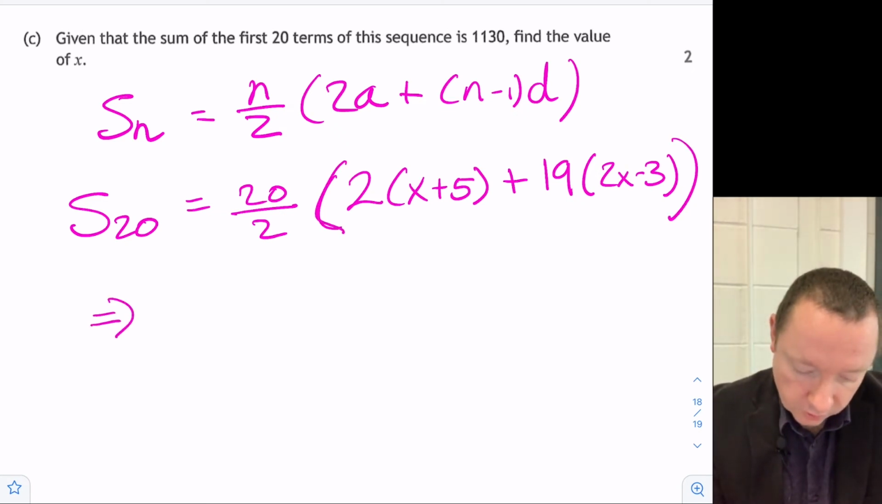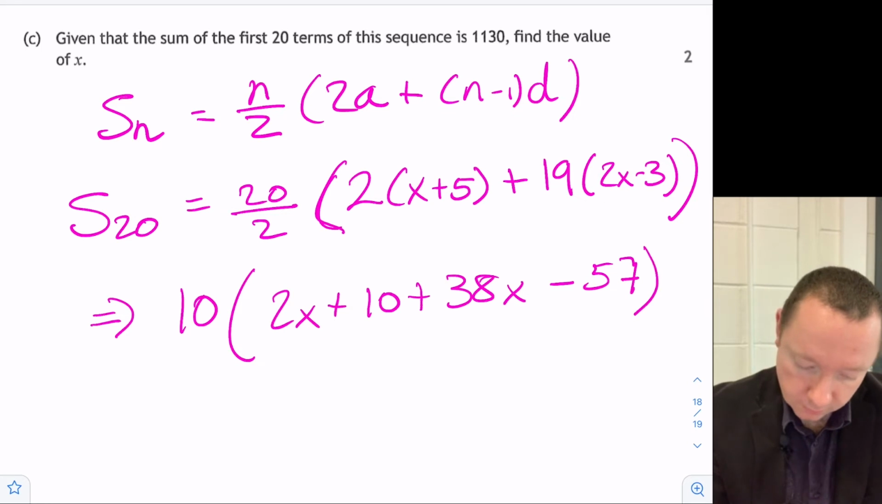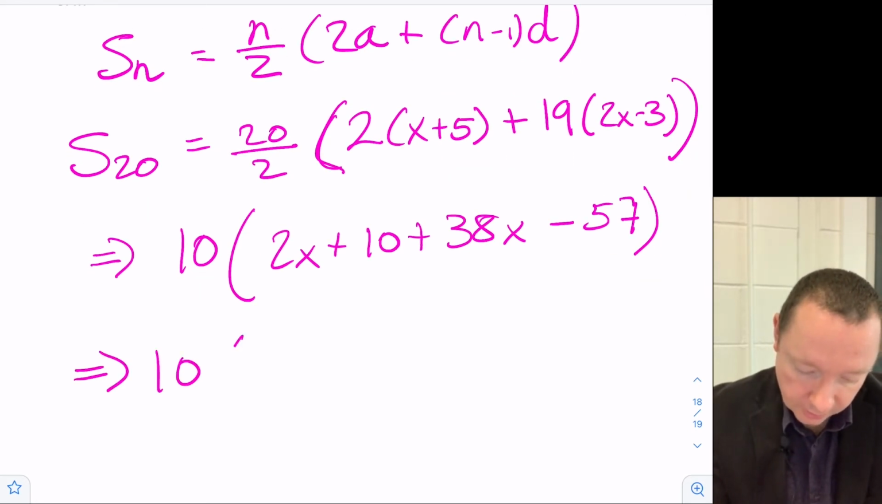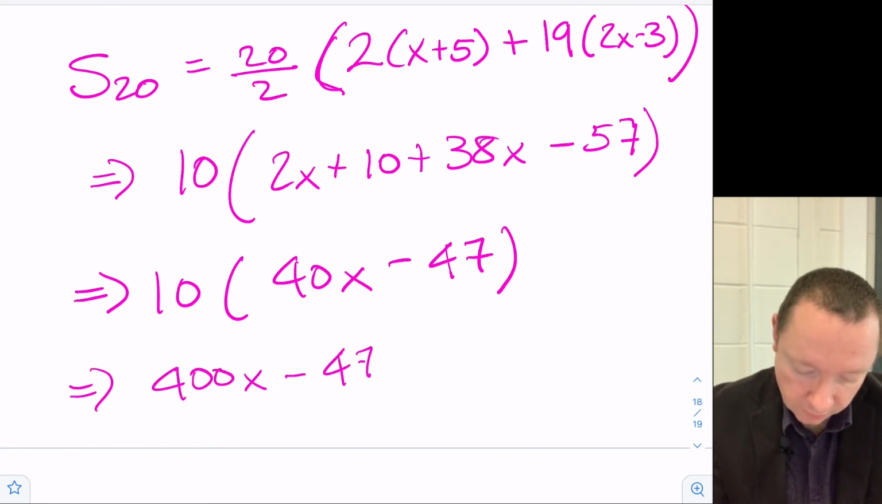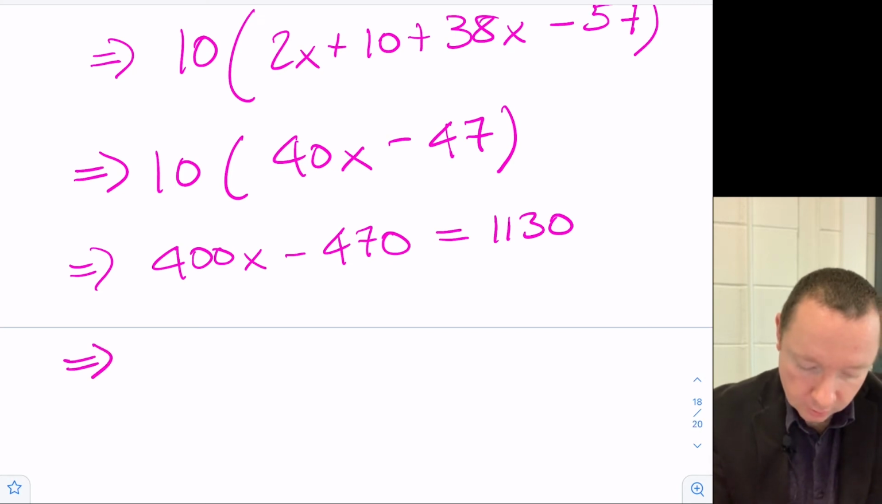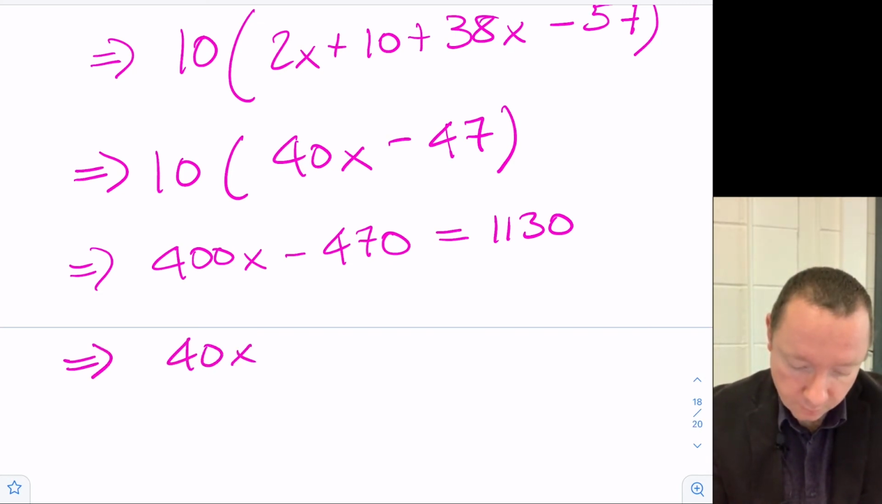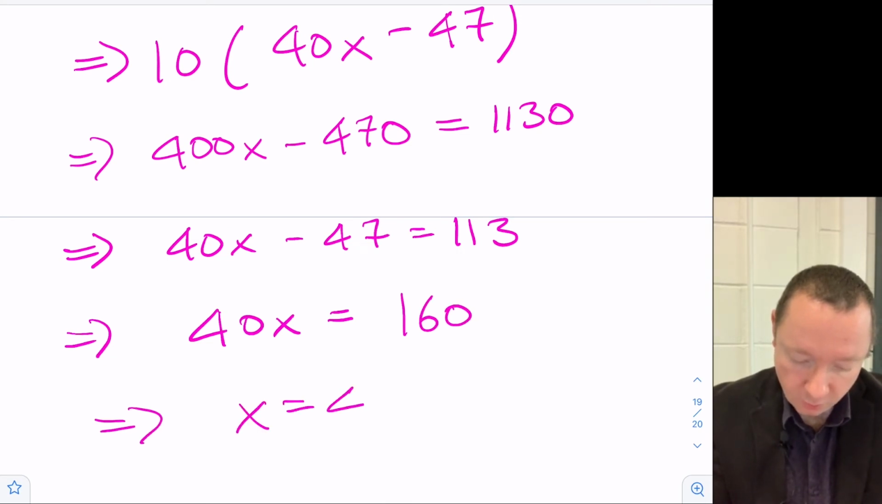So that implies we've got 10 on the outside, 2x plus 10 plus 38x minus 57. So that's 10 times 40x minus 47. That's 400x minus 470, and remember that equals 1130. Should have divided by 10 first, but never mind. So we've got 40x minus 47 is 113. That gives us 40x equals a nice round number of 160, which implies that x must be 4.